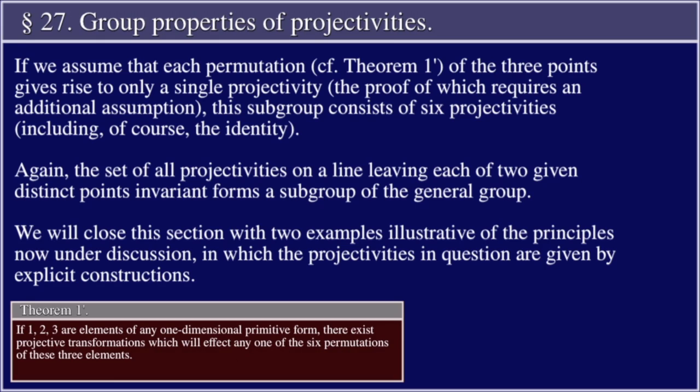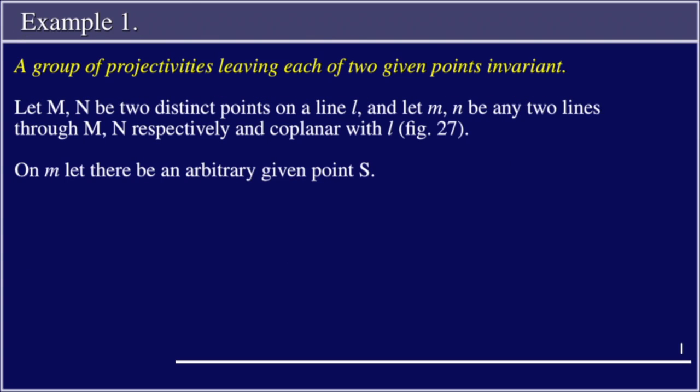Again, the set of all projectivities on a line leaving each of 2 given distinct points invariant forms a subgroup of the general group. We will close this section with 2 examples illustrative of the principles now under discussion, in which the projectivities in question are given by explicit constructions. Example 1. A group of projectivities leaving each of 2 given points invariant.